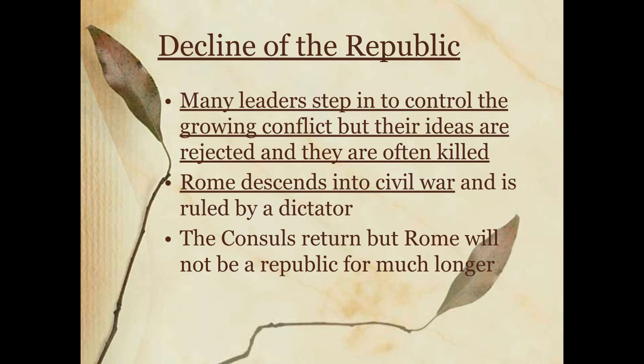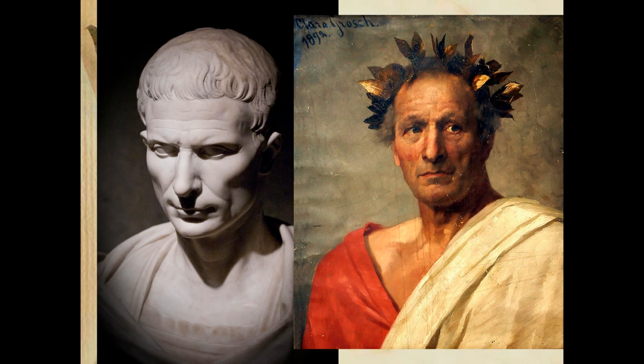What happens is a civil war between the rich and the poor. There are a couple of guys, one especially named Gaius Marius, who was a dictator. He tried to change things. And eventually, his actions don't work. And so the consuls return to Rome, but the Republican style of government will no longer be successful. This guy, Mr. Gaius Julius Caesar, was the one that pretty much ended the entire republic. All right.